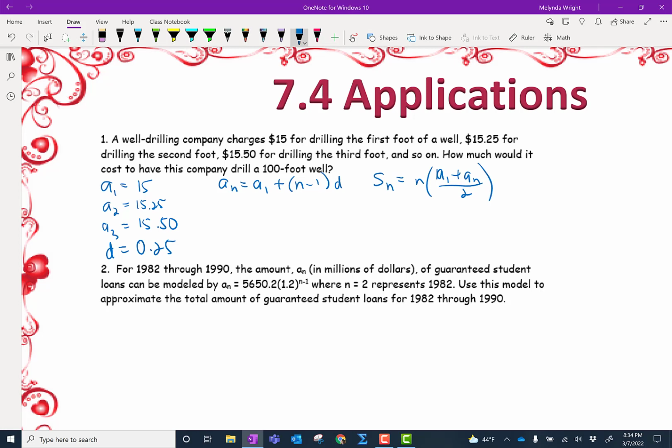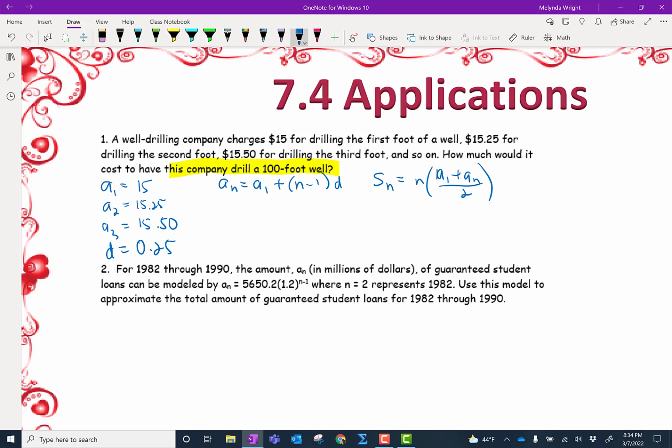Okay, so let's think about this. What would happen if we put 100 in here? What would we get if we put 100 in, in n, of course, and A1? If we filled out that formula and put 100 in it, what would we get? We would just get the cost of the 100th foot. That's not what it wanted. It doesn't want to know the cost of the 100th foot. It wants to know how much would it cost to drill that whole 100-foot well? So that sounds like a sum. Okay, so we need to use the sum formula.